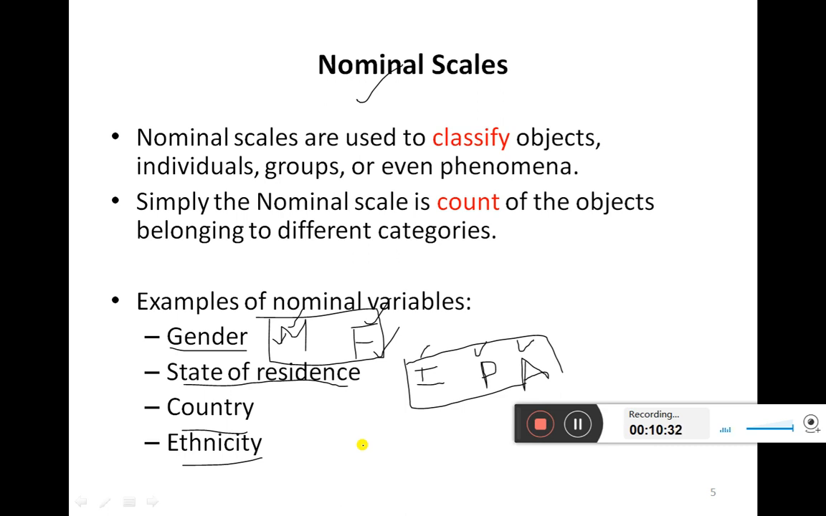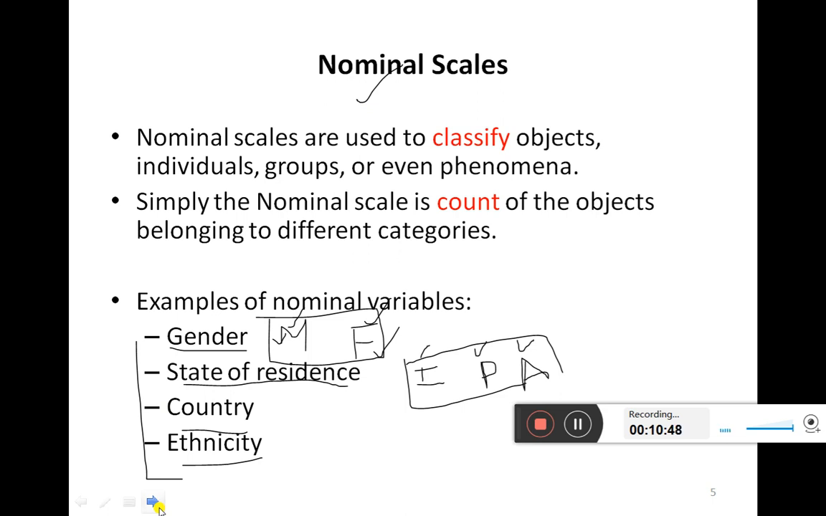So it means all such types of variables which categorize, or which make the categories, are simply known as your nominal scale. Now nominal scale only creates categories.